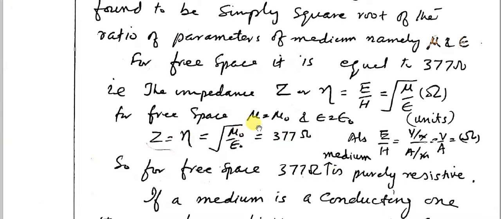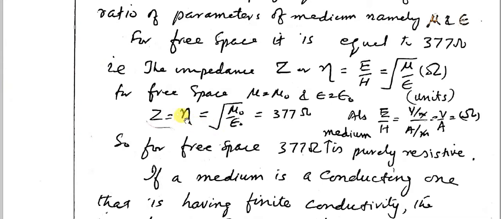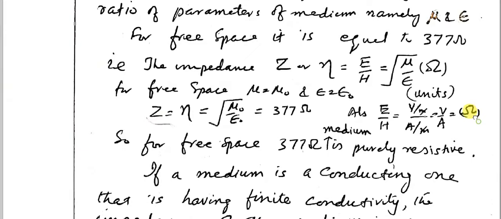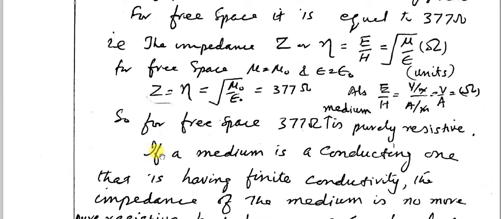Now for free space, mu is equal to mu naught and epsilon is equal to epsilon naught. So we get the impedance eta equal to the square root of mu naught over epsilon naught. If you put in the values of mu naught and epsilon naught, you get 377 ohm. And for the unit, if you put the electric field unit volt per meter and the magnetic field intensity unit ampere per meter, you get volt per ampere, which is the ohm. So for free space, it is 377 ohm.